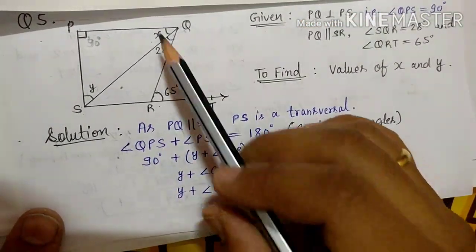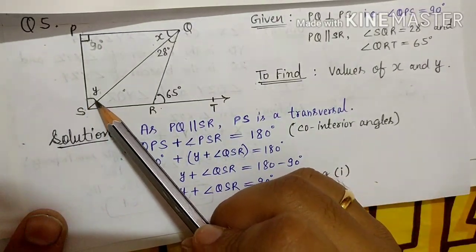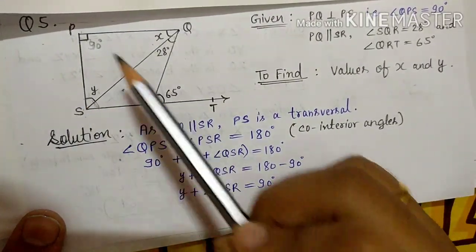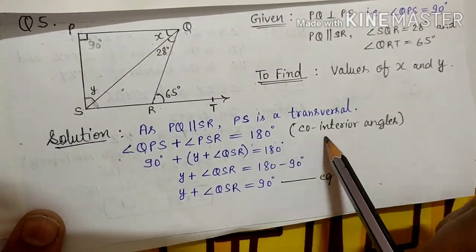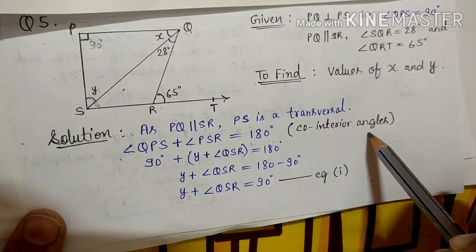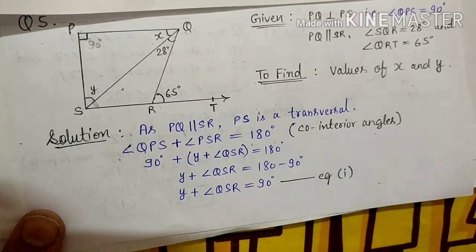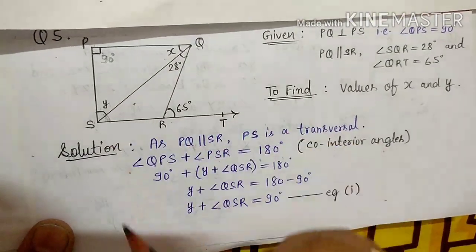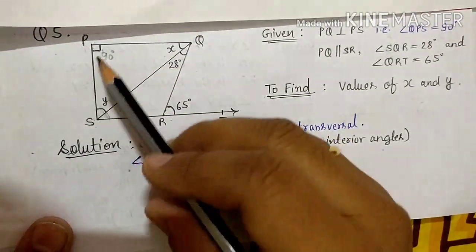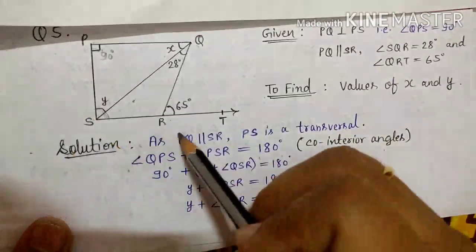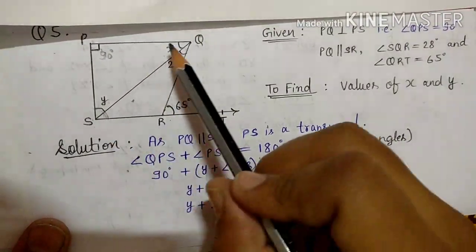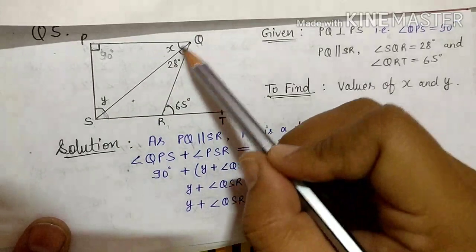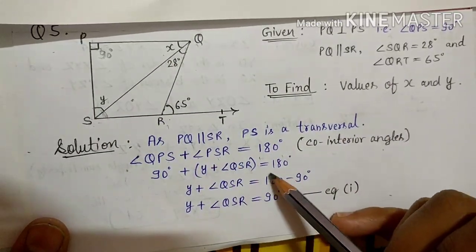Angle QPS, this one, plus angle PSR equals to how much? 180. Reason? Co-interior angles. This thing we have learned, the property under the parallel lines and transversal. So QPS has given 90 degree, and this one QPS we have to find out, but PSR we can divide into Y plus QSR. We can say Y plus QSR becomes what? PSR only, equals to how much?